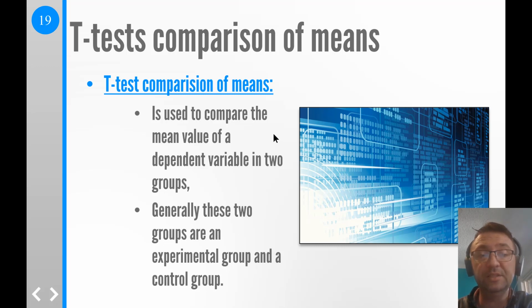A t-test is a test used to compare the mean value of a dependent variable in two groups. I think we're going to give the example later of comparing the amount of pornography watched by men and women. Generally, these two groups are an experimental group and a control group, but they don't have to be. They can be, for example, two demographic groups, or you could split any variable, such as everyone over the age of 28 and everyone 28 and under.